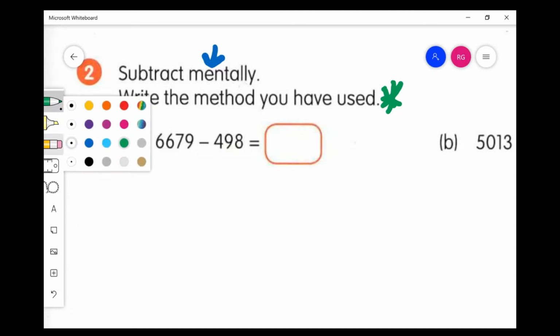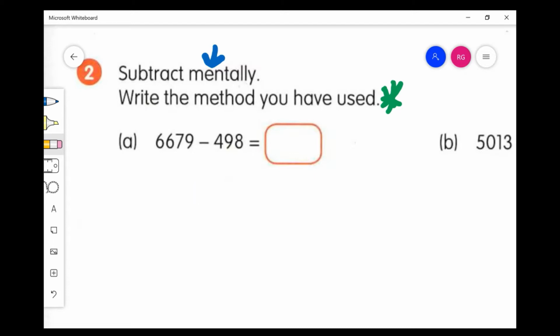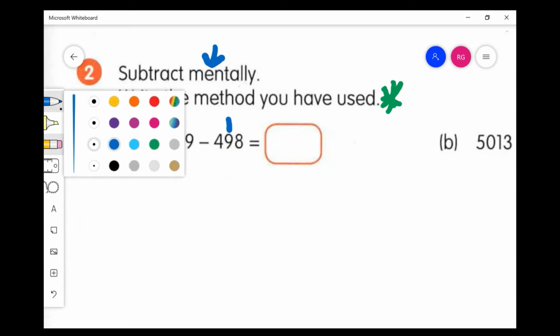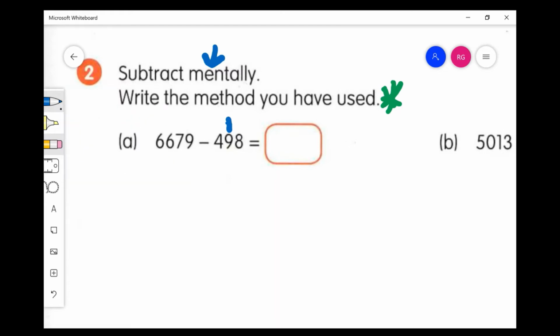So let's go ahead and start here with the first one. This is a subtraction problem, and it says 6,679 minus 498. Well, the trick I use here is to add 2. So I'm going to try to add just 2 here. That's going to make that 500. And if I add 2 here, I also need to add 2 here as well. Okay?